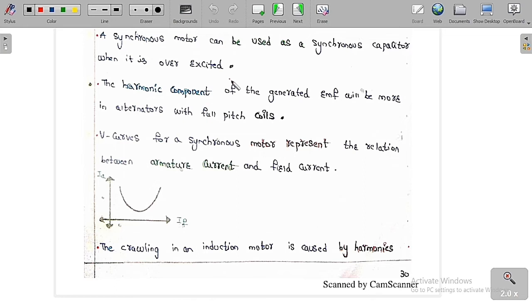Whereas the synchronous motor at no load condition, in the under excited state, is going to behave like an inductor. So it is going to accept the reactive power. Therefore, it is used to compensate the Ferranti effect.